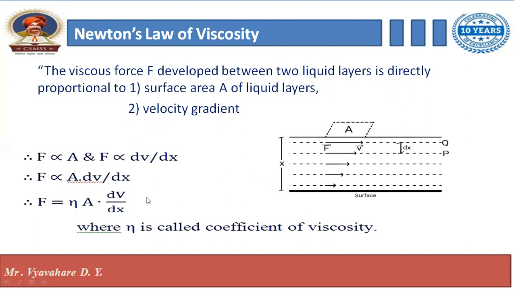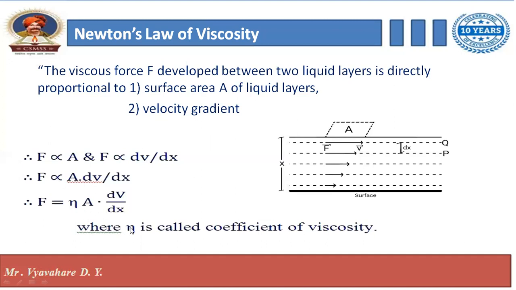Newton's law of viscosity says that the viscous force F developed between two liquid layers is directly proportional to, first, the surface area A of the liquid layers, and second, the velocity gradient. So F is directly proportional to A and F is directly proportional to dV by dx, which is the velocity gradient. If we merge these two statements, F is directly proportional to A into dV by dx.